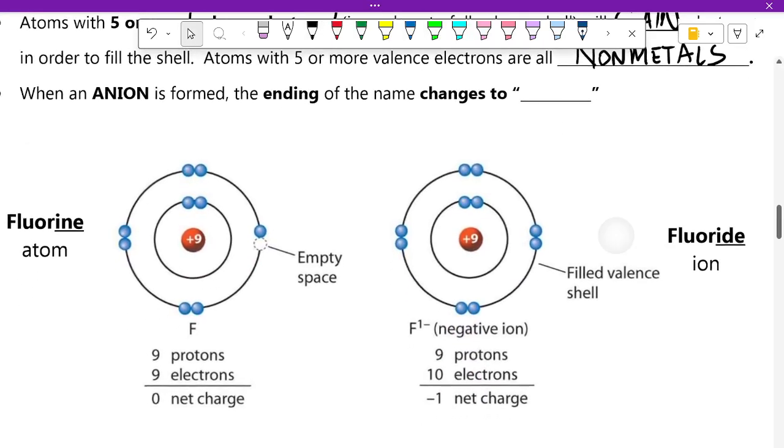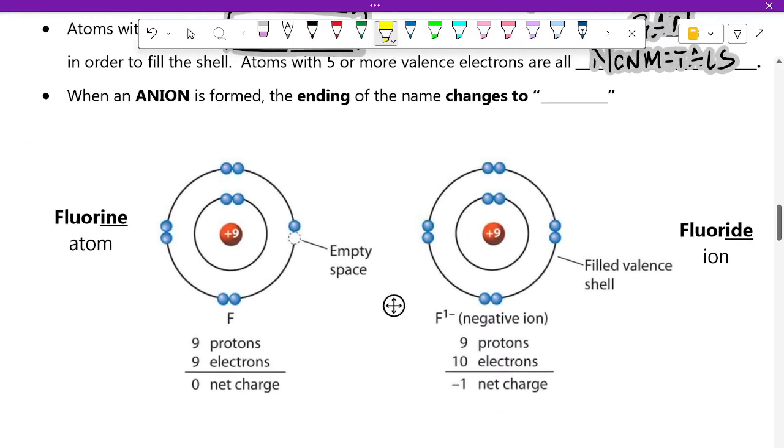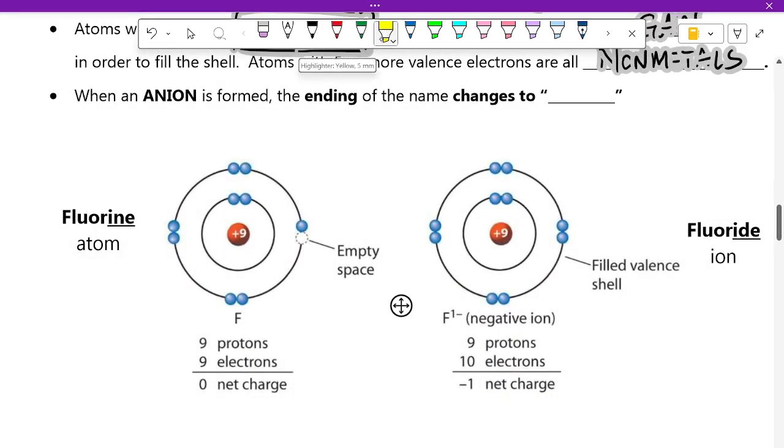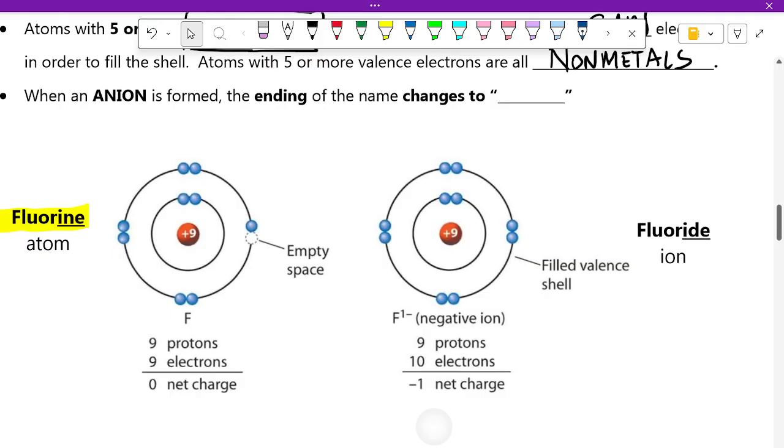And let's look at what happens here. Fluorine doesn't stay fluorine. When it becomes an ion, it becomes fluoride. Not the fluorine, and it's a good thing because fluorine would literally eat right through your teeth. Fluoride is good for your teeth. It becomes helpful rather than harmful.